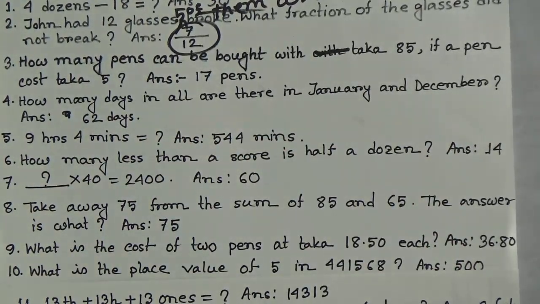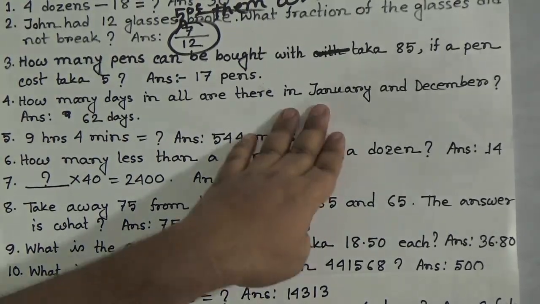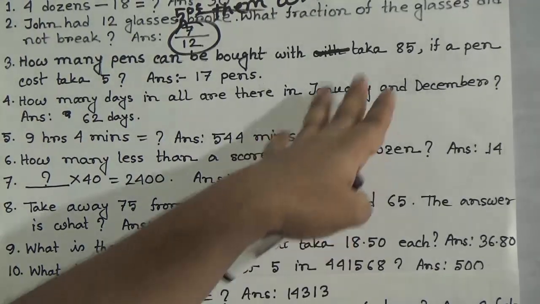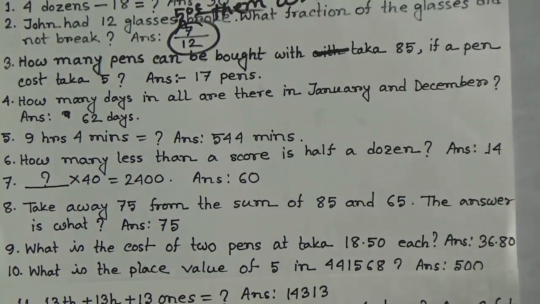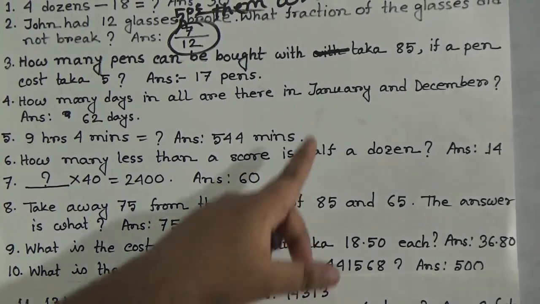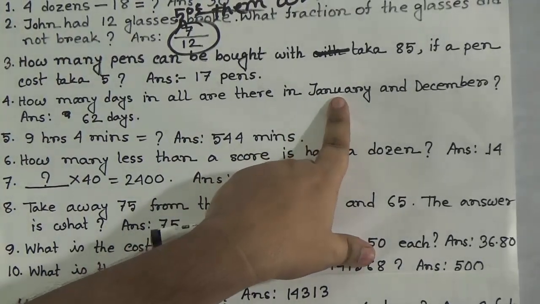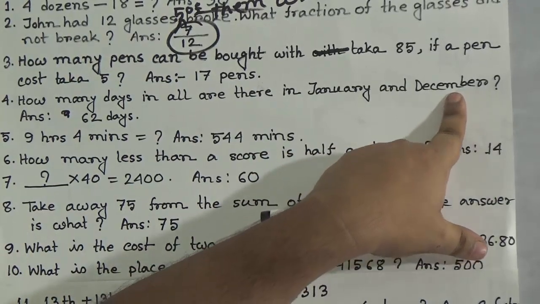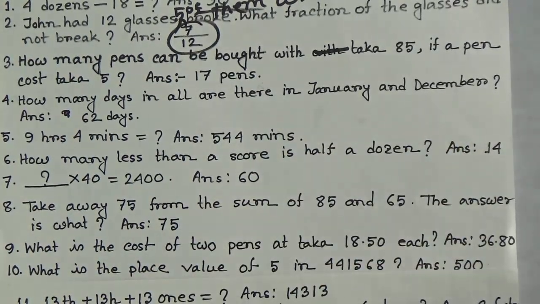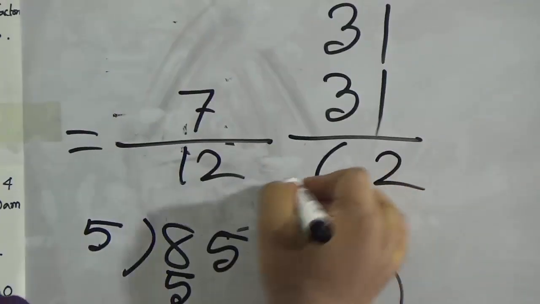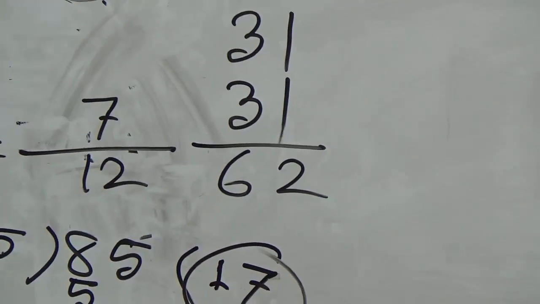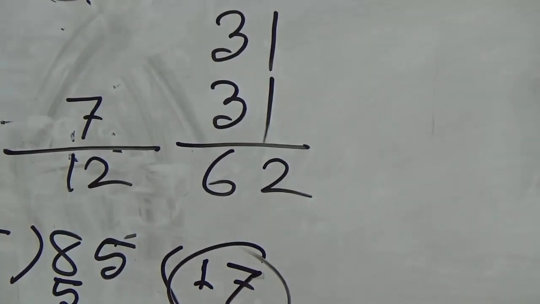Our next question is, how many days in all are there in January and December? So before starting to solve this math, we need to know how many days are there in January and how many days are there in December. We know that there are 31 days in January and 31 days in December. If we add this 31 days with 31 days, then we get 62 days.